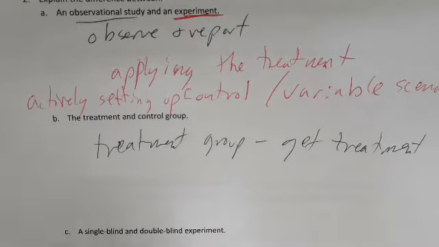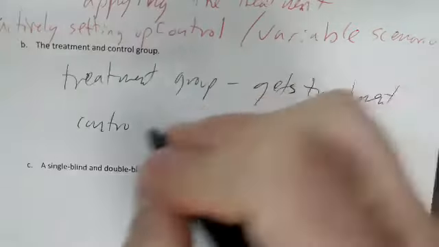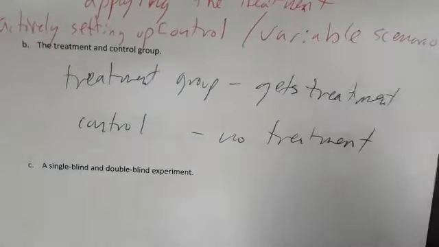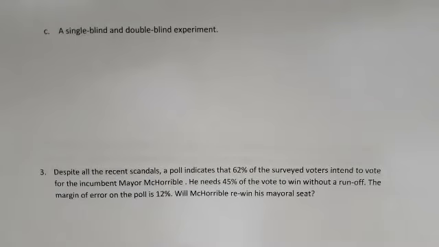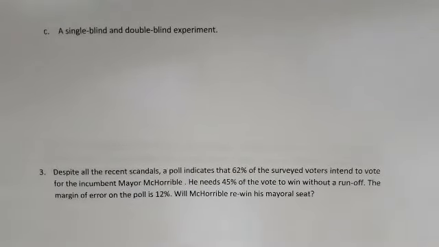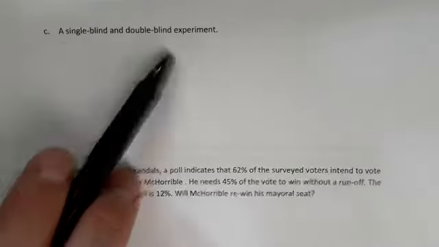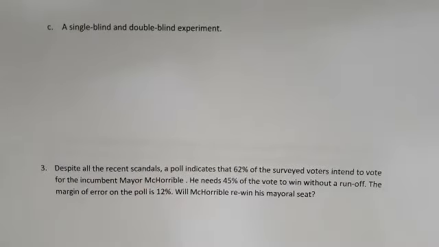Okay, so that is the treatment group, gets the treatment. The control group gets no treatment. Maybe they get a placebo, who knows? Single blind versus double blind. So single blind, the person that the experiment is being done on doesn't know about the experiment, and double blind, neither the person doing the experiment nor the person that the experiment is being done on know whether they're in the control or treatment group.